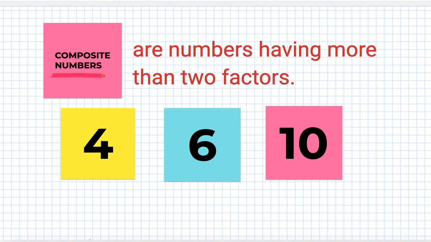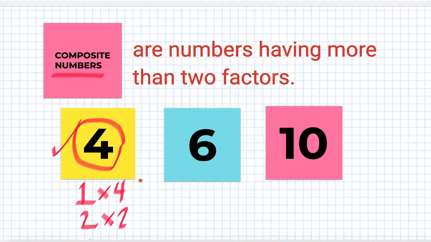So again, students and viewers out there, when we say composite numbers, these are the numbers having more than 2 factors. A while ago, we found out that the factors of 4 are 1 times 4 and 2 times 2. So therefore, we can say that 4 is a composite number, because it has more than 2 factors: 1, 2, and 4. So 4 has 3 factors. Therefore, 4 is a composite number.